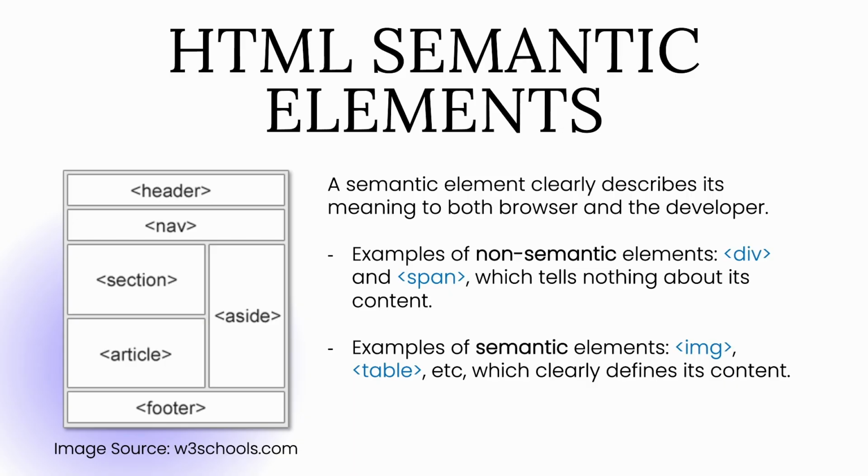So let's start by asking a simple question: what are semantic elements? The answer is, semantic elements are elements with meaning. A semantic element clearly describes its meaning to both the browser and the developer. Examples of non-semantic elements include the div tag and span tag, which tell nothing about their content. On the other hand, examples of semantic elements include the img tag, table tag, article tag, and so on, which clearly define their content.